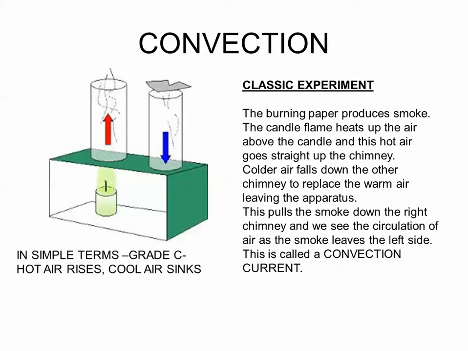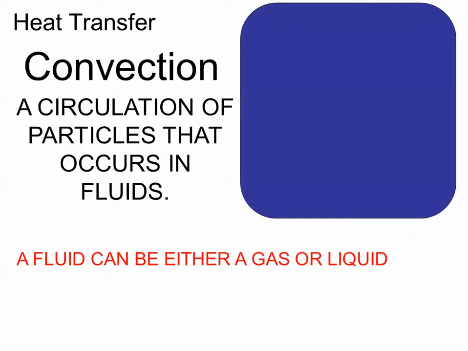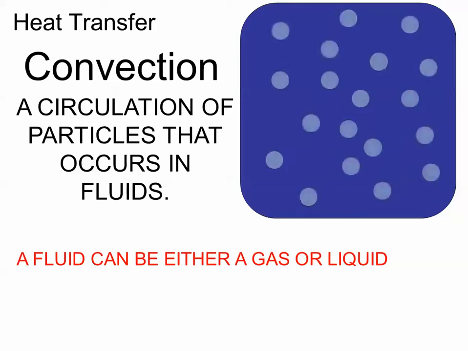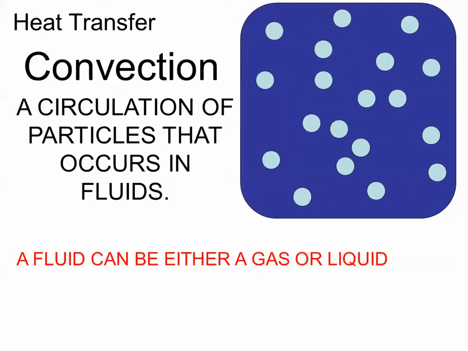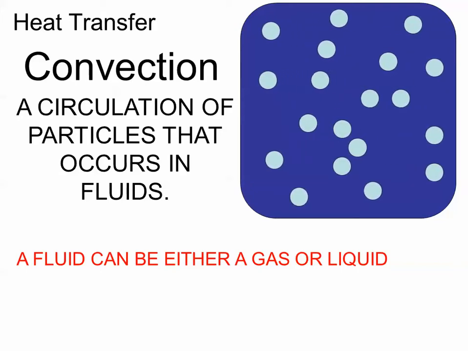And in very basic terms, sort of like a grade C explanation, we have the idea that hot air rises and cool air sinks. Convection is a circulation of particles that occurs in fluids, and that's quite important. And a fluid can either be a gas or a liquid. In most fluids, the particles move randomly if there's no heat source, and there's no particular circulation.